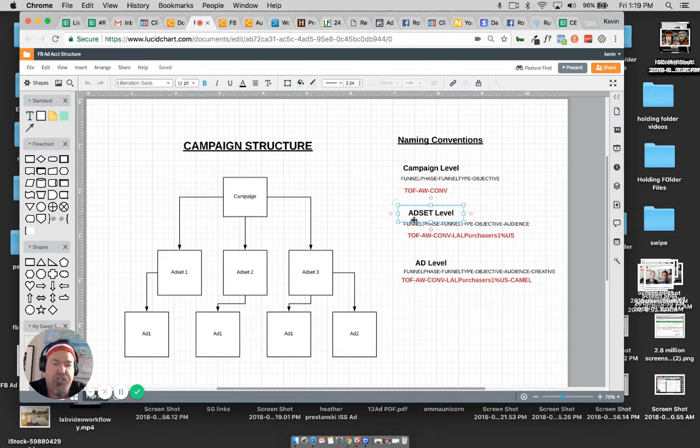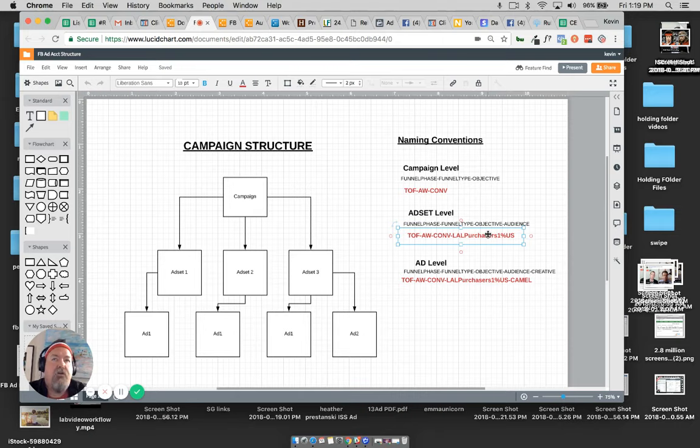Next is the ad set level. The naming conventions at ad set obviously start the same as the campaign level. So it starts off top of funnel, which is the funnel phase, auto webinar, which is the funnel type, conversion, which is the objective, and then we just add the audience. Okay. Now you can add more stuff if you need to.